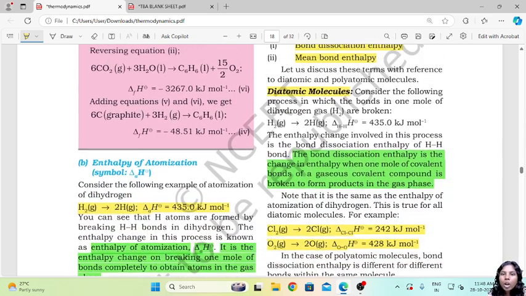Now when we talk about diatomic molecules, like previously we took the example of hydrogen, H2 going to 2 atoms of hydrogen.